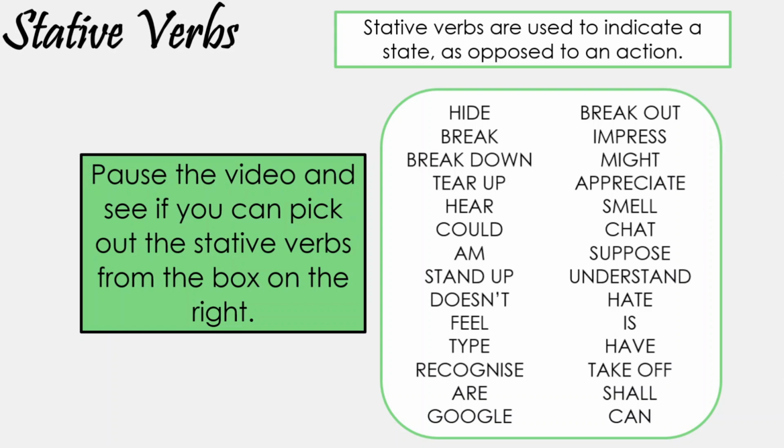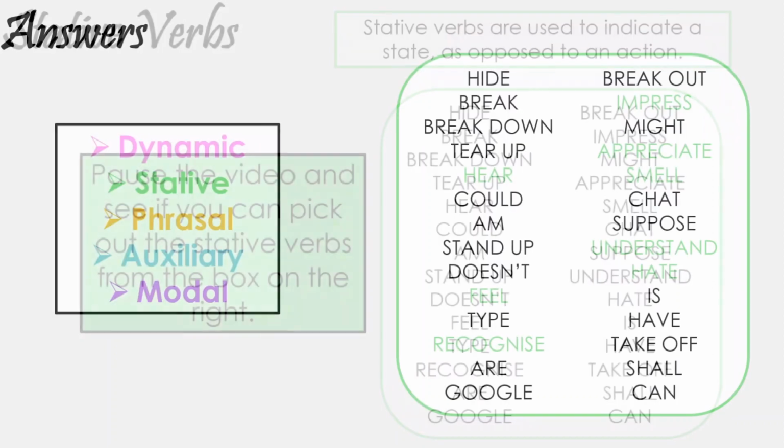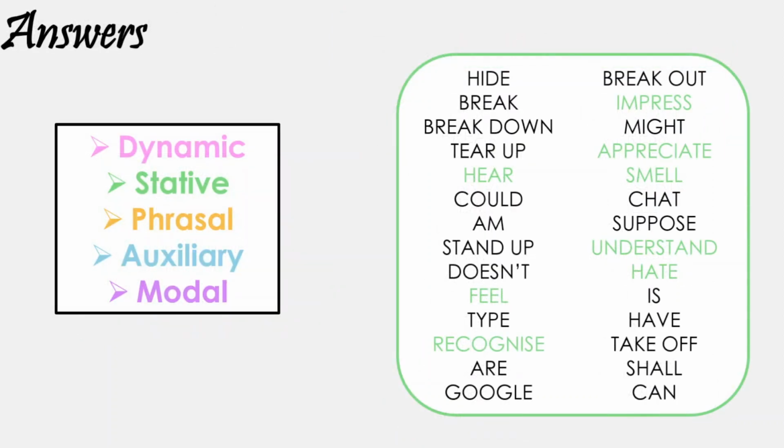Pause the video and see how many stative verbs you can pick out from the box on the right. And the answers are colour-coded here for you to mark yourself. A key thing to note with verbs is that the type of verb can change depending on the context of the sentence that it's in.